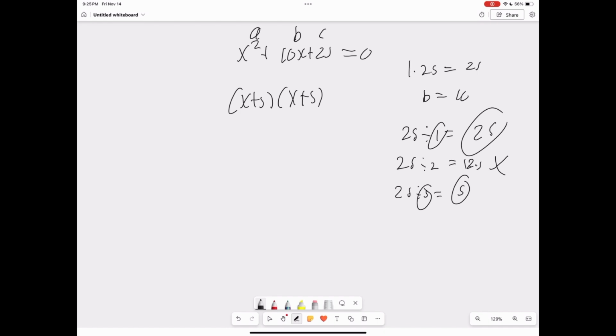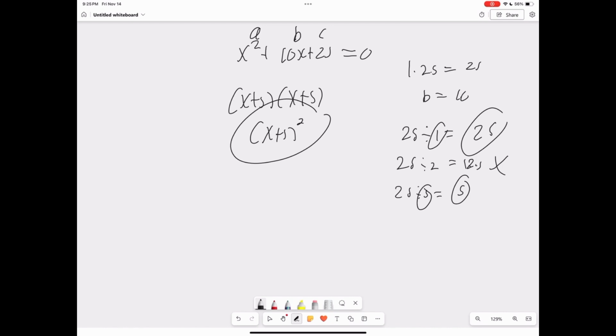Okay, let's try another one. Actually, one second, I got something. We have two identical factors like this. Since they're the same, we're repeating the multiplication, so you just write x plus 5 squared, because factoring is multiplication.